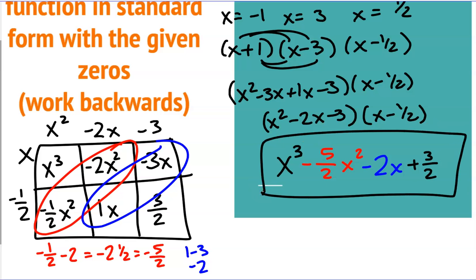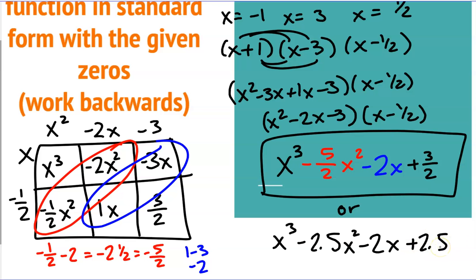I know y'all see fractions and you get scared, but you've got to be able to work with it, okay? If you really wanted to change all these to decimals, you could. So that would be x cubed minus 2.5x squared minus 2x, and that would be what, plus 2.5? That's the same thing if you wanted to make it into decimals.